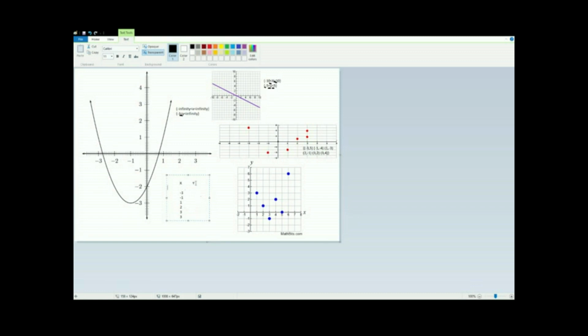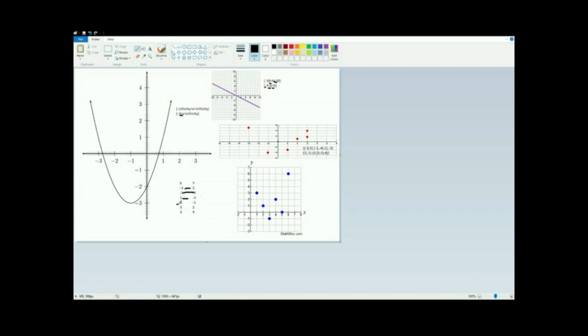And then for your y values, you would do the exact same thing. So 5, negative 4, negative 3, negative 1, 2, and 4. And then you would line those up with what you had, so basically it would just be straight across.